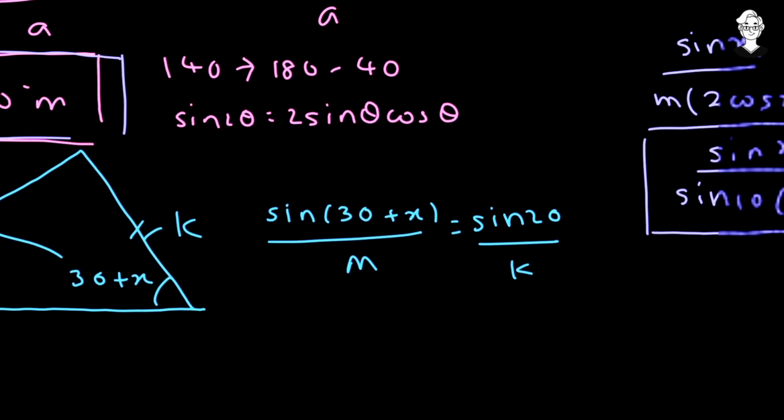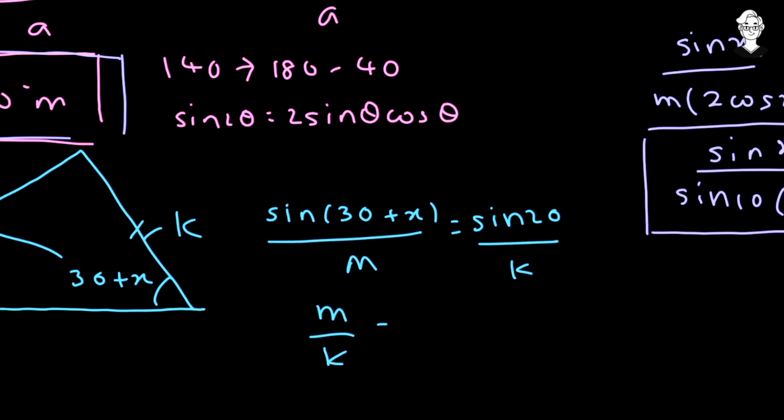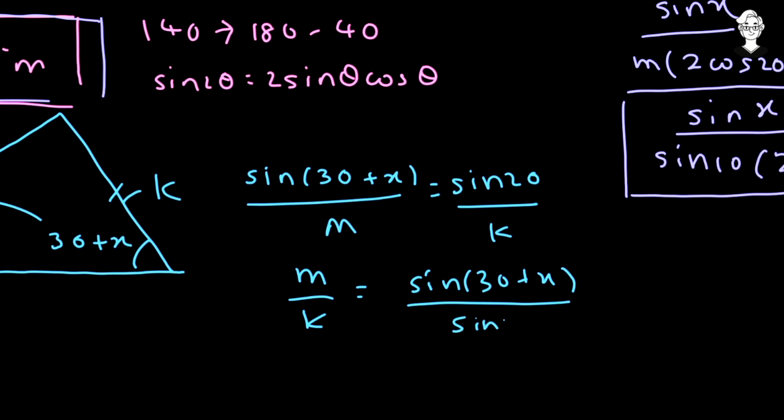Now we can again have the ratio of M upon K. So M upon K would be equal to, M gone over there, 20 come over here, so we have sine of 30 plus X upon sine of 20 degrees. So this particular sine 20 can be written in another form, that is 2 times cos of 10 degree into sine of 10 degree, as I showed you this particular identity: sine of 2 theta is equal to 2 times sine theta cos theta. Just replace theta by 10 to get this particular thing.